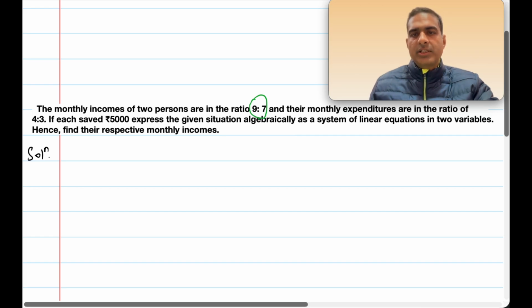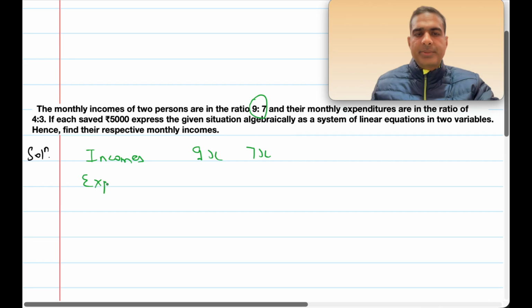Whenever ratios are given, we can assume the values by multiplying some real number to both the ratios. So we can assume the incomes of the two persons as 9x and 7x, where x is some real number, because whenever we divide 9x by 7x, x will cancel out and I will get the same ratio 9:7.